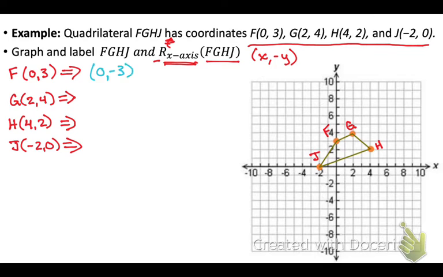That's going to be F prime, right? And G prime is going to be 2, negative 4. And then H prime, 4, negative 2. And J prime, negative 2, 0.